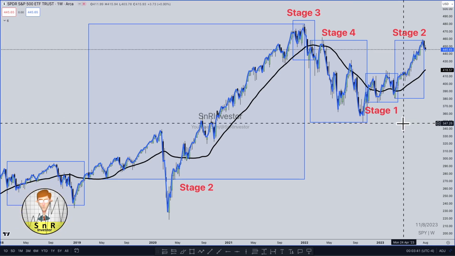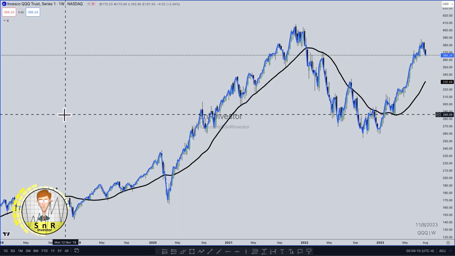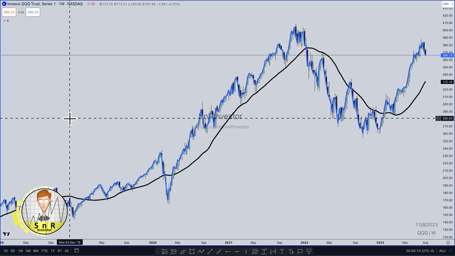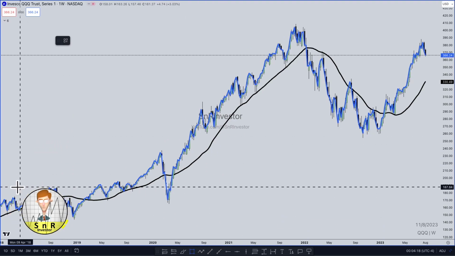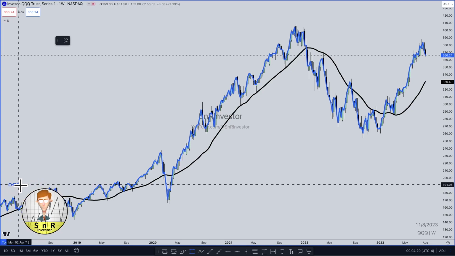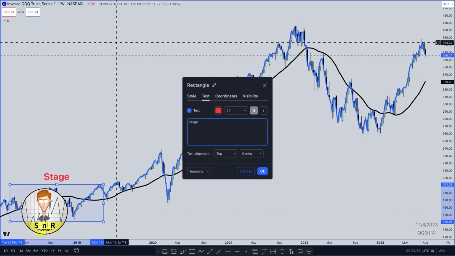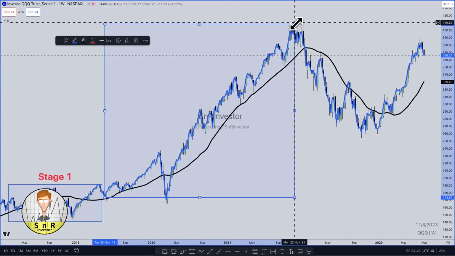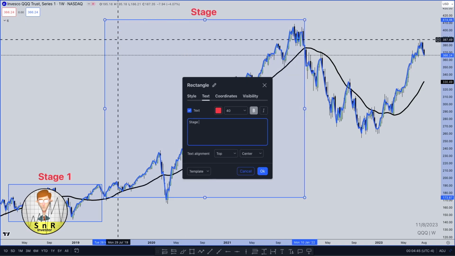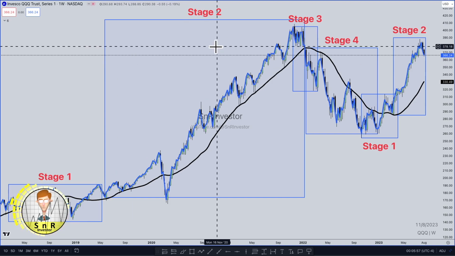Next, we shall look at QQQ. Okay, this is the investment fund QQQ that tracks the Nasdaq 100. So I will begin by identifying the stages again as well. So we could have a possible stage 1 over here. Okay, so I've drawn out the stages for QQQ.